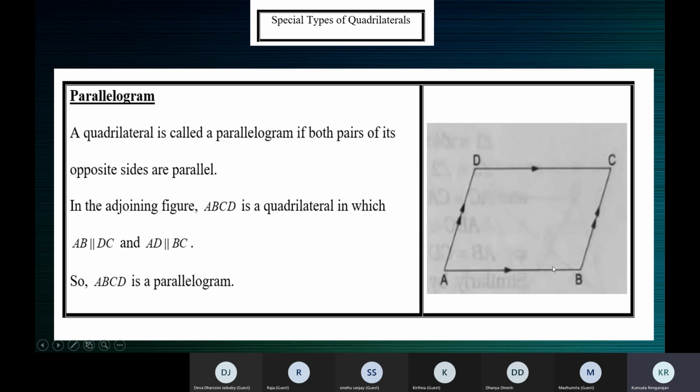So AB plus BC plus CD plus AD, the total length of the closed figure, will be equal to 40 centimeters. Now AB is x, CD is also x. This is 8 and this is also 8. So x plus 8 plus x plus 8 is equal to 40. x plus x is 2x, plus 8 plus 8 is 16, is equal to 40.